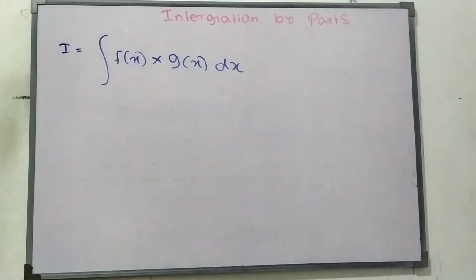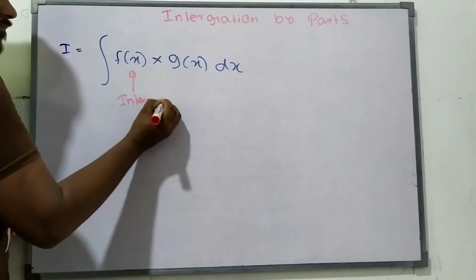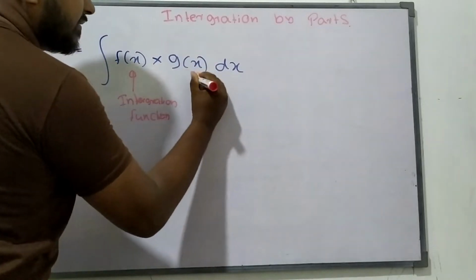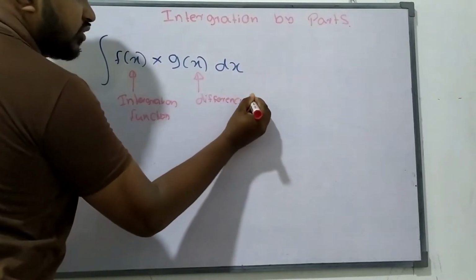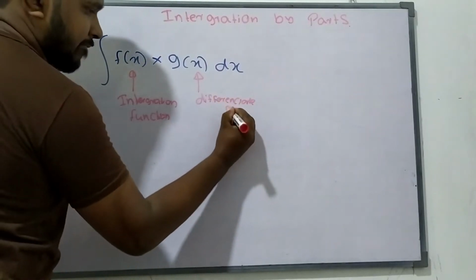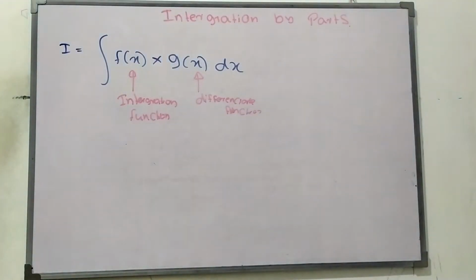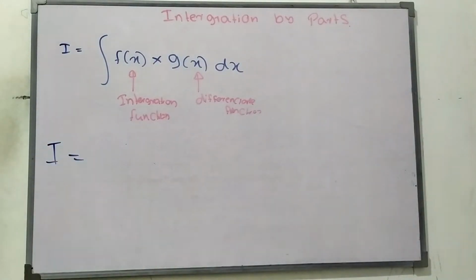You have to select one function as the differentiation function and another one as the integration function. If you assume this as the integration function, select this as the differentiation function. Therefore, you can write it like this. Just follow this method, that's enough.